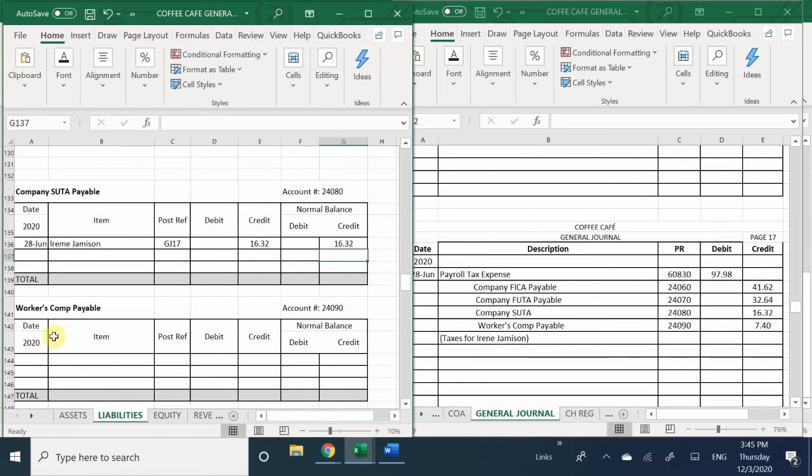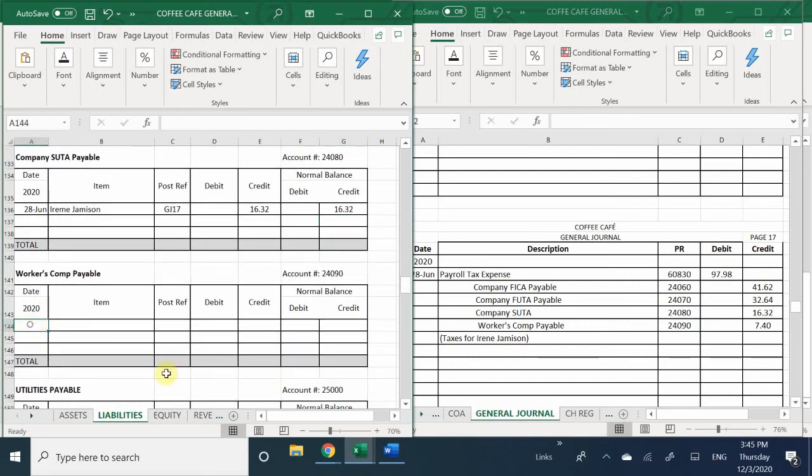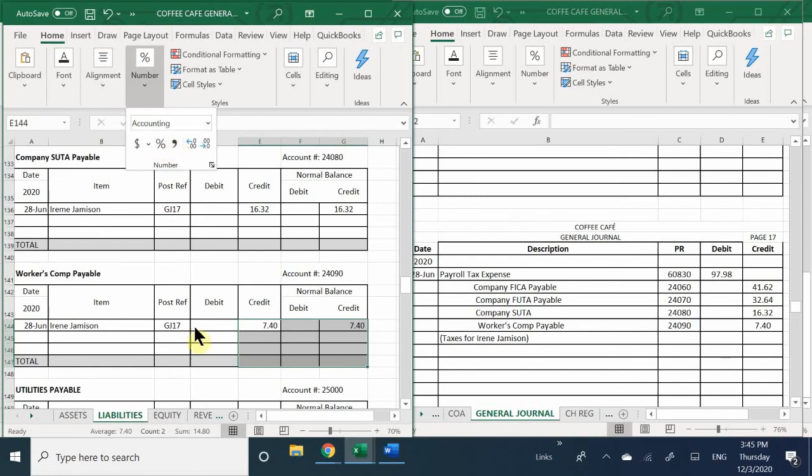And then for the workman's comp, right below that, Irene Jameson, General Journal 17. And under the credit for this one, it's the $7.40. We don't have to do anything with inventory. We already did the journal and we did the information on the subsidiary. So that's everything, right? That's everything.